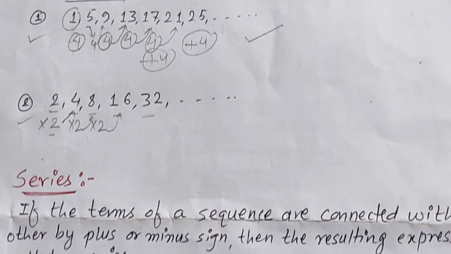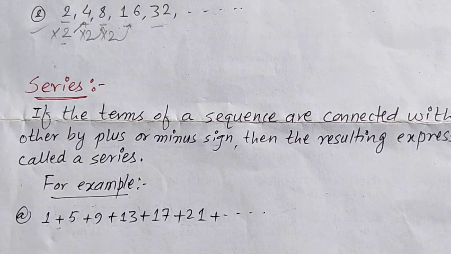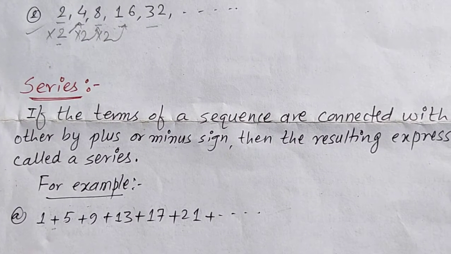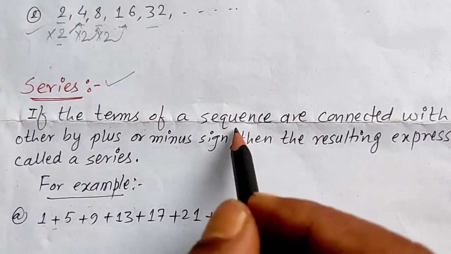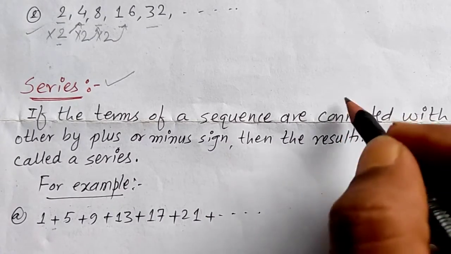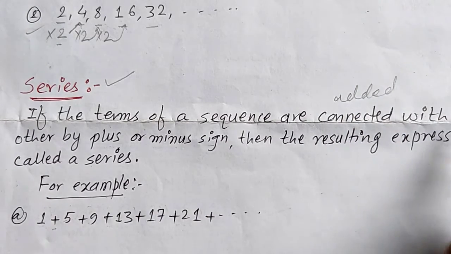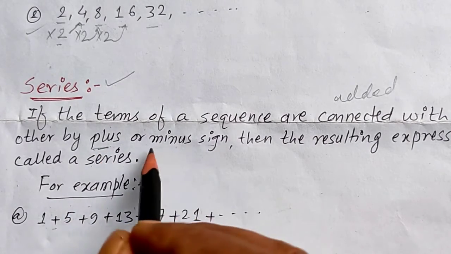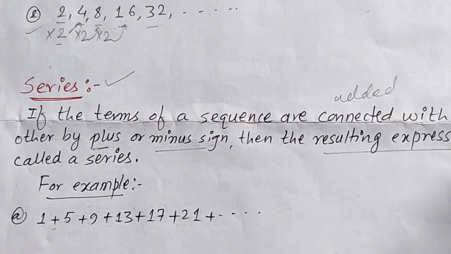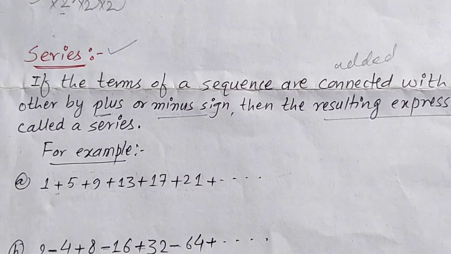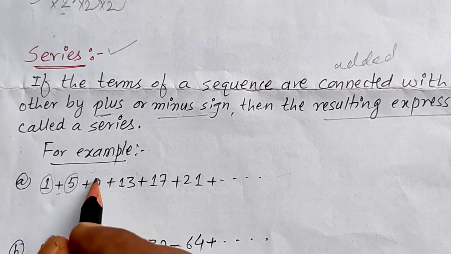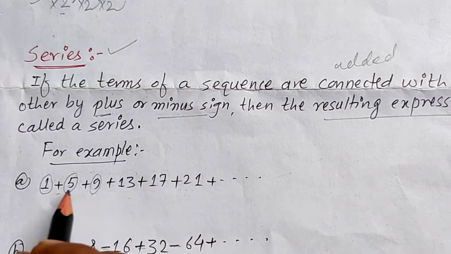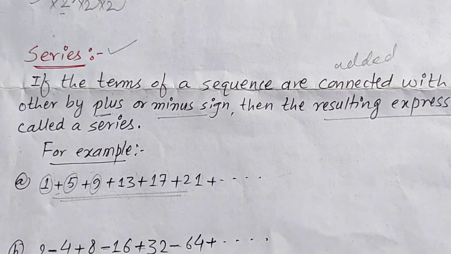Dear students, now we discuss the series. In terms of series, we can say if the terms of a sequence are connected, meaning added to each other by plus or minus signs, then the resulting expression is known as a series. For example, you can see here the first term is added to the second term, added to the third term, and so on. Then such an expression is said to be a series.